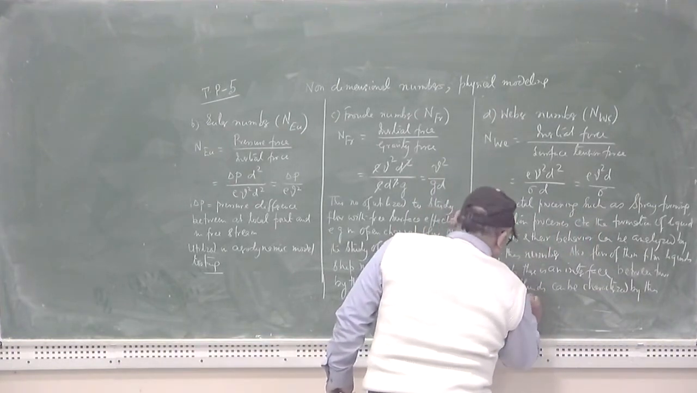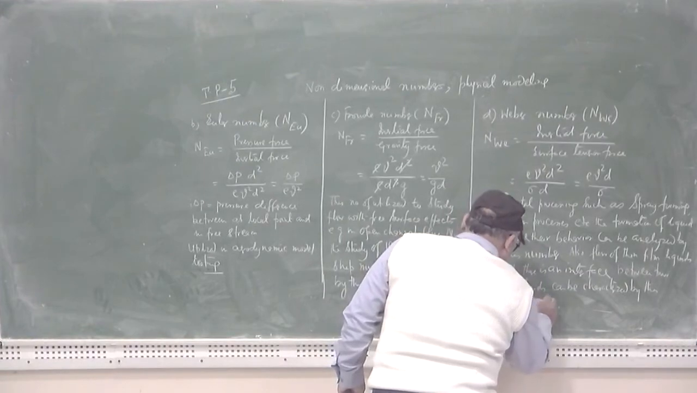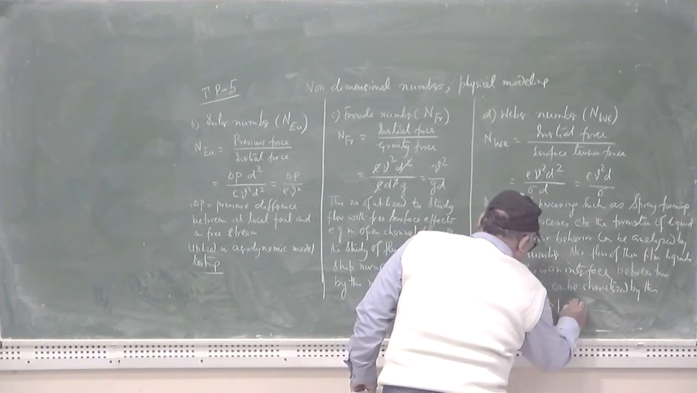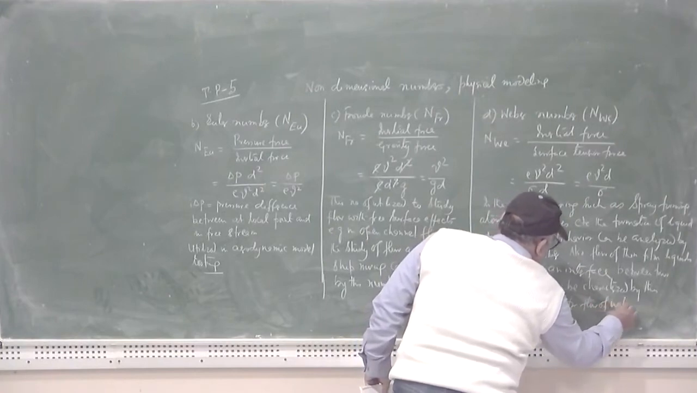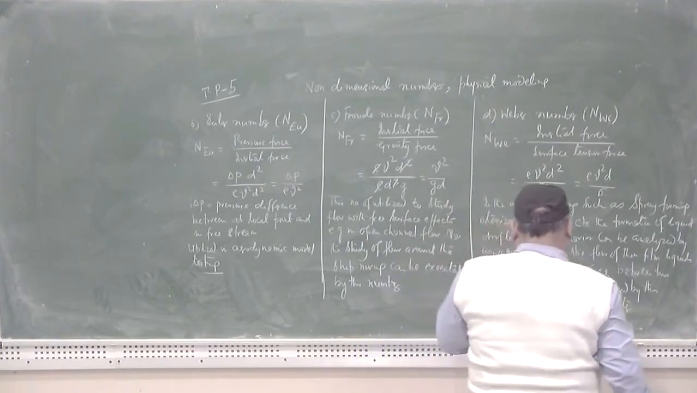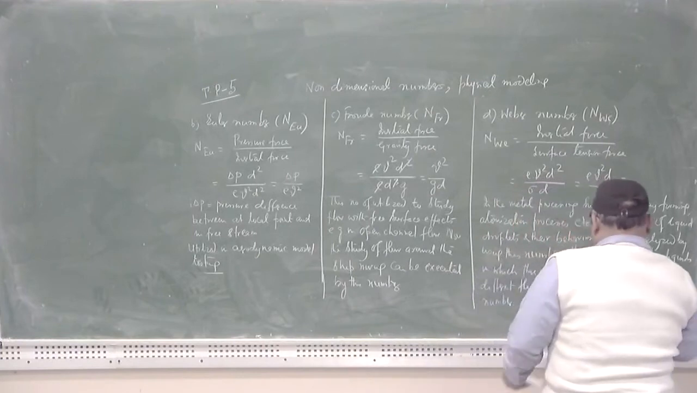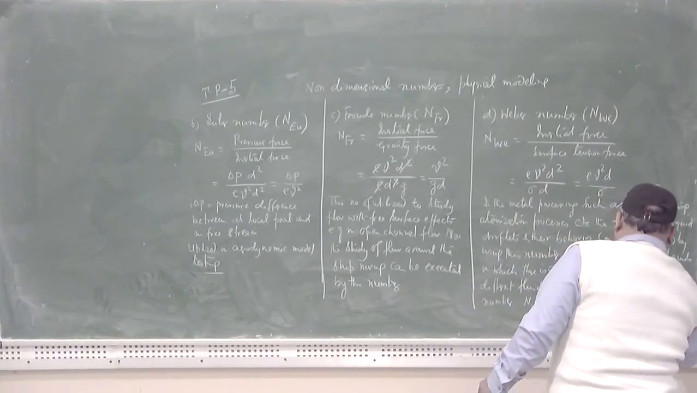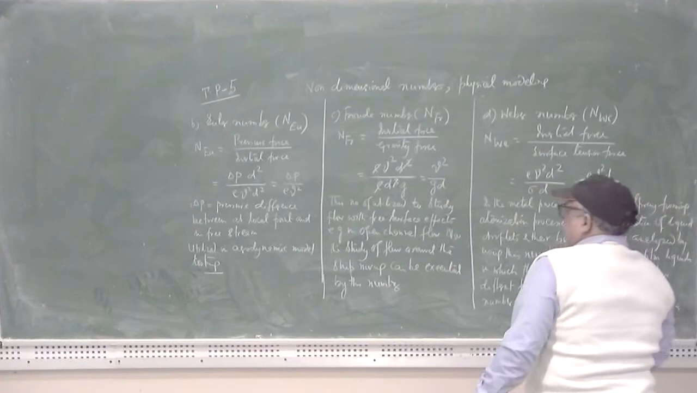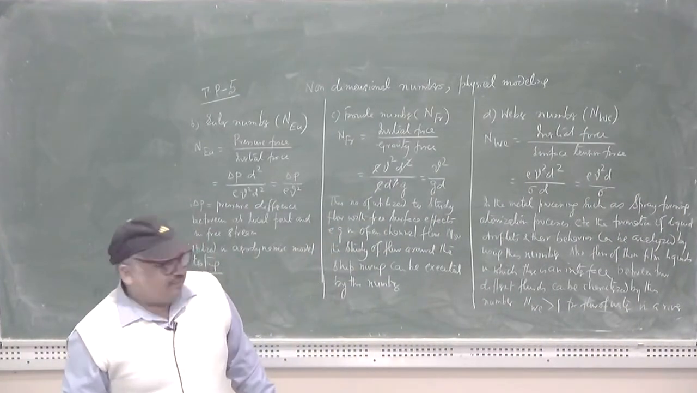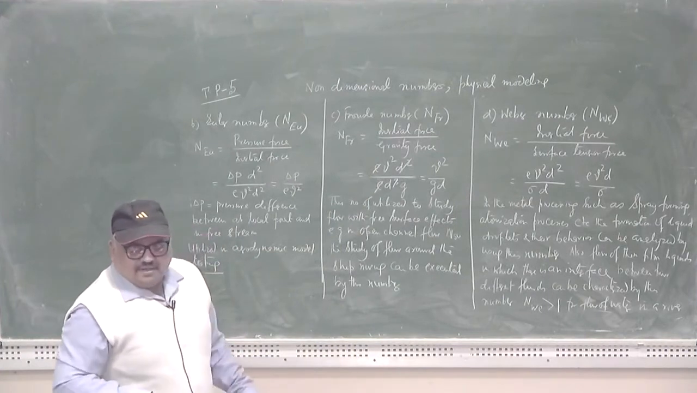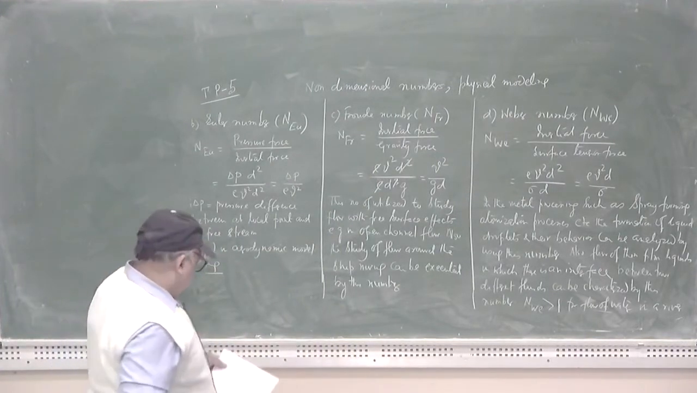Weber number is greater than 1 for flow of water in a river. That means flow of water in a river is an open channel flow. The Weber number must be greater than 1.